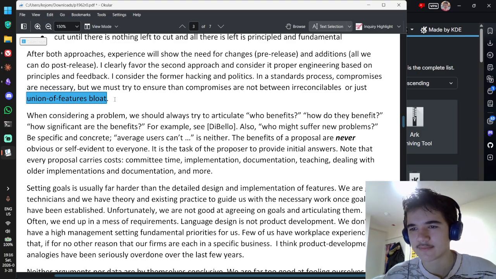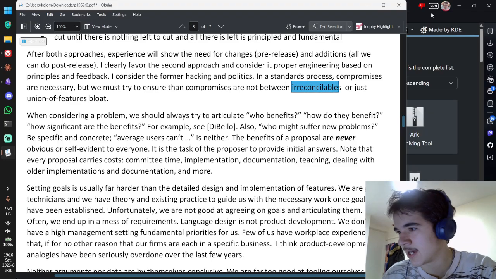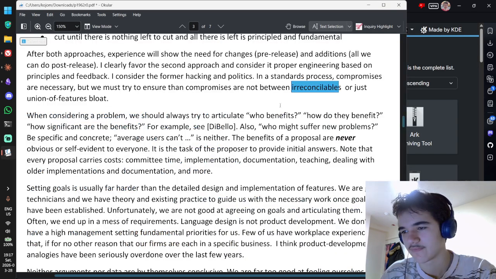Is it though? Actually, I don't know if it is. I don't even know if he's saying that at all. What the hell even is this? Irreconcilable: ideas, differences of people that are so opposed or inconsistent that they cannot be reconciled, compromised, or brought into harmony. Interesting.